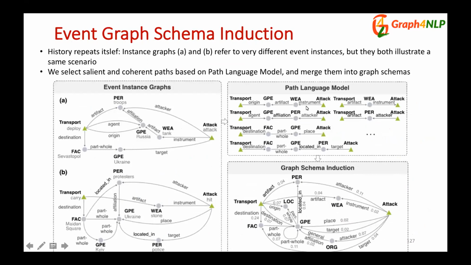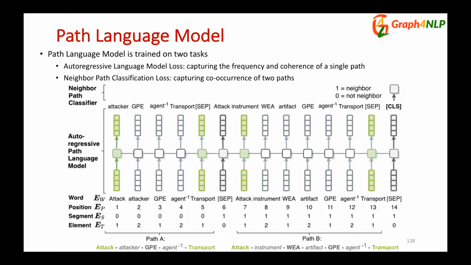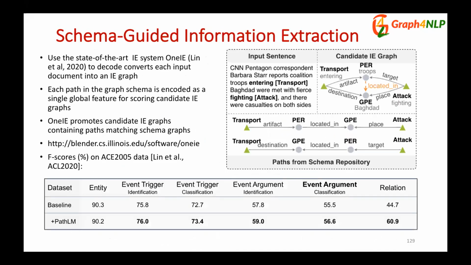And the coherence measure is to look at two neighboring paths in the graph to check how likely they co-occur in the same news article. So by ranking the paths, we will be able to find which one is most salient and coherent and put them into a schema. So the path language model training is very similar to what we normally see in autoregressive language model training. And we also capture co-occurrence of two paths for coherence measurement.